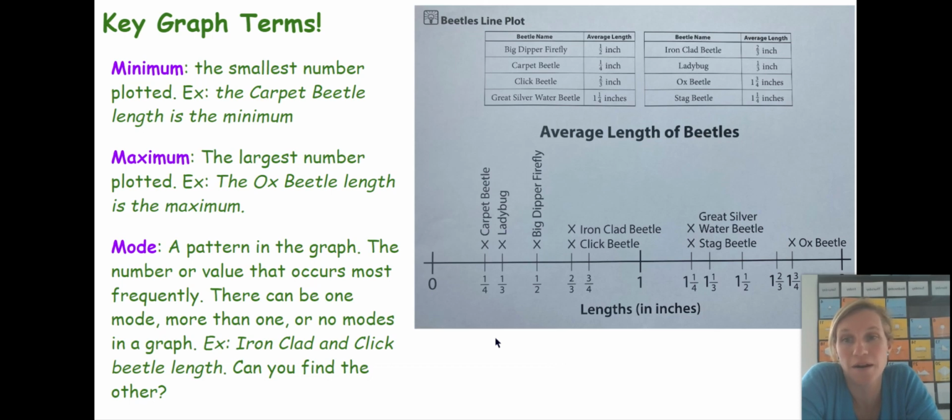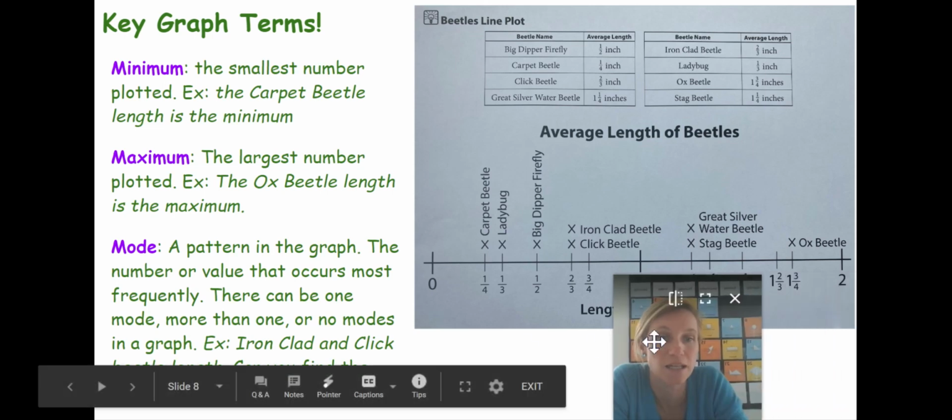We also look at our maximum, which would be the largest number plotted. And in this case, the largest number plotted is 1 3/4 of an inch, which is the ox beetle. So the average length for the ox beetle would be our maximum.